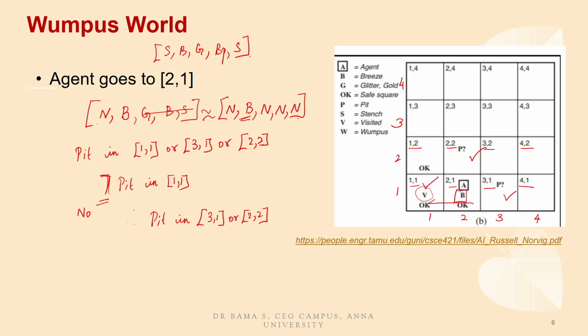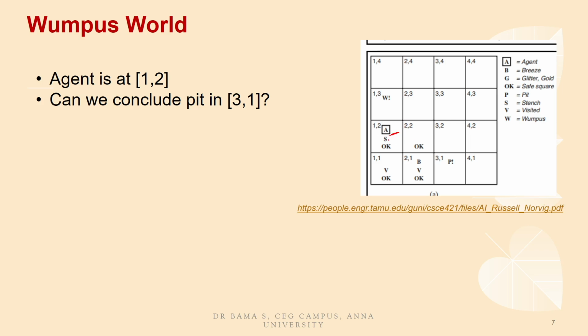So, he does not want to take a risk of going to 3 1 or to 2 2. So, what he does, he goes to the safe bet. Earlier we saw that 1 2 is safe. So, now the agent turns back and goes from 2 1 to 1 1 and then to 1 2. Now, the agent is at 1 2. When the agent is at 1 2, there is a stench coming.